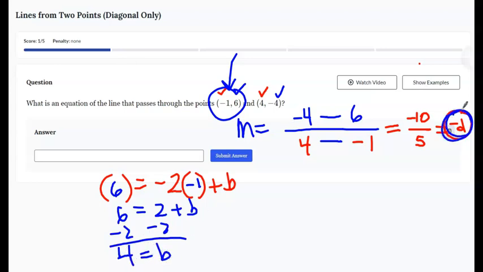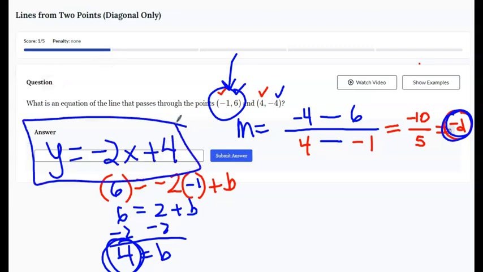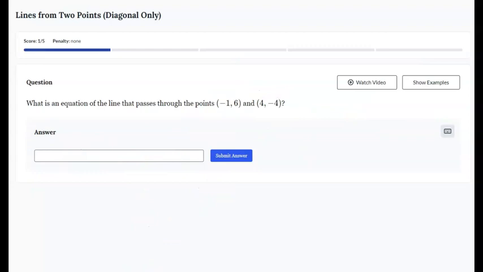So this is my m, this is my b. And now I write them in the equation. So m is negative 2 and b is positive 4. And this is what I'm going to type. Y equals negative 2x plus 4.